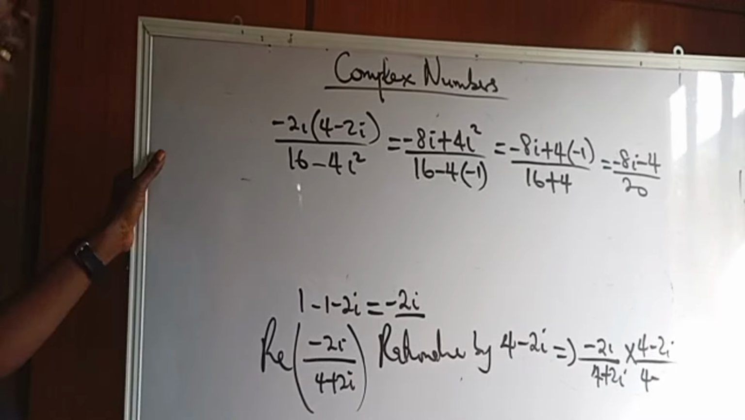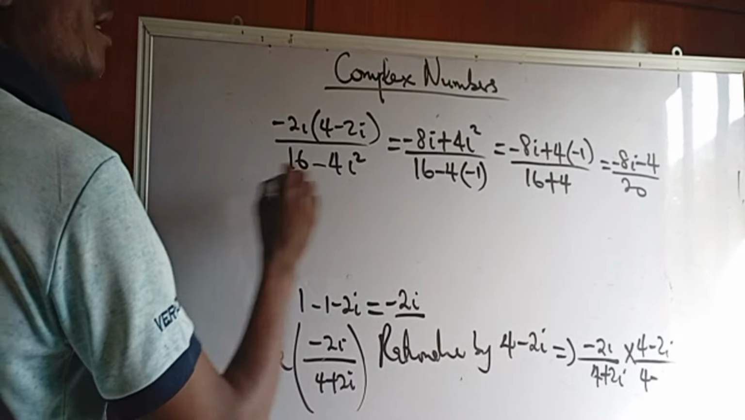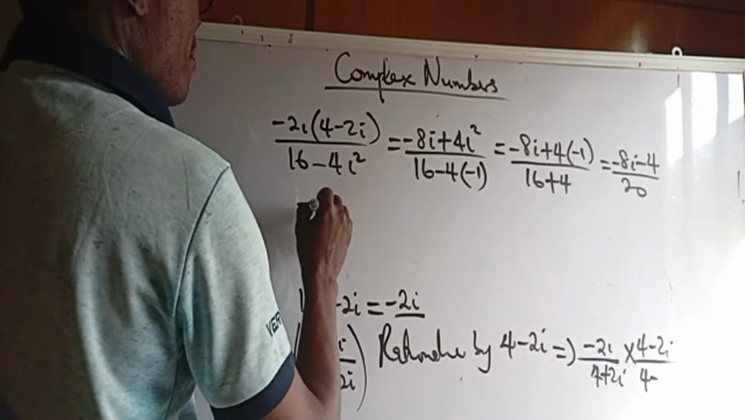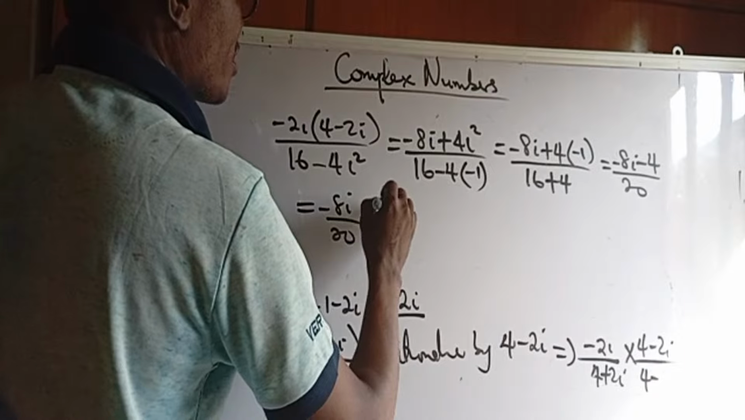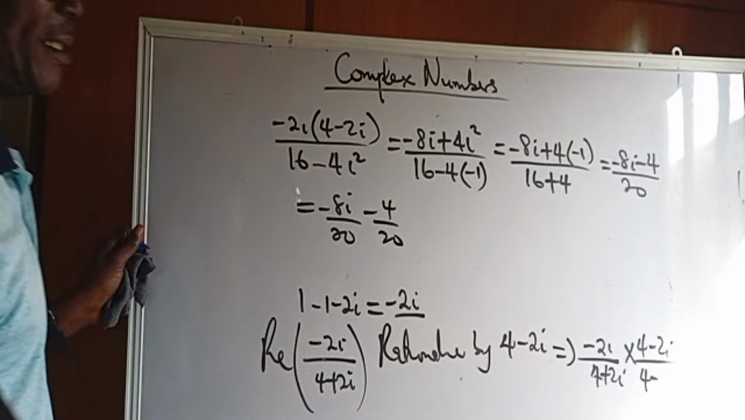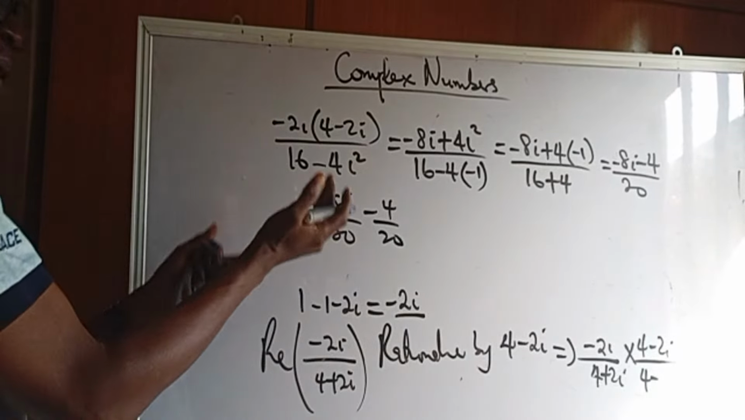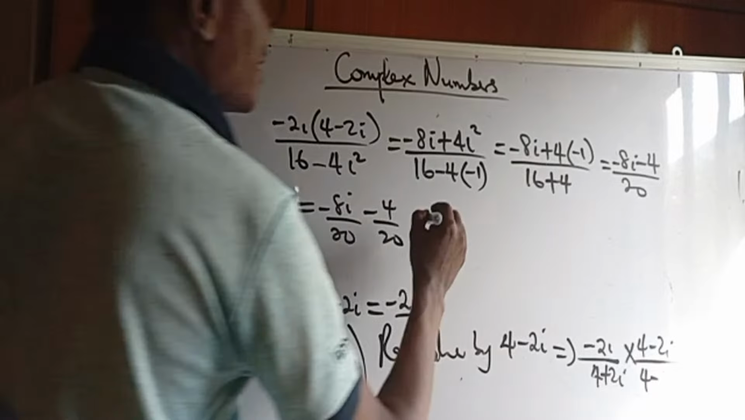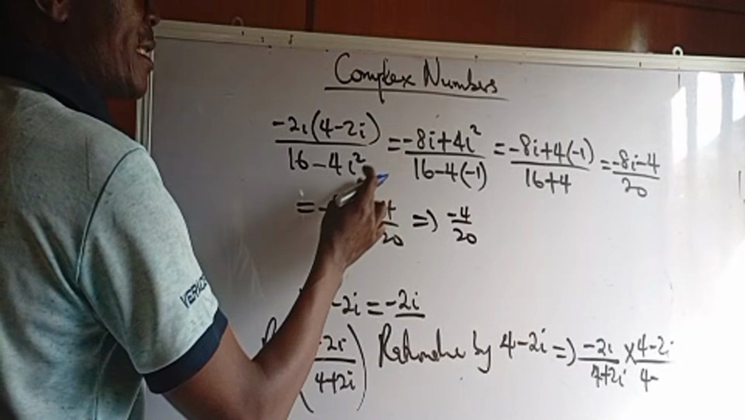So what next? Don't forget, the question says you should find the real part. Therefore, now we can split this as minus 8I all over 20, and minus 4 all over 20. So you can see that we have the imaginary part coming first, and so you can rewrite it as minus 4 over 20. This is the real part.